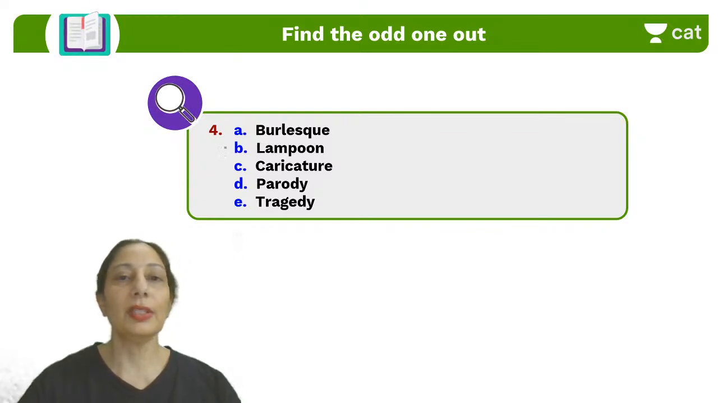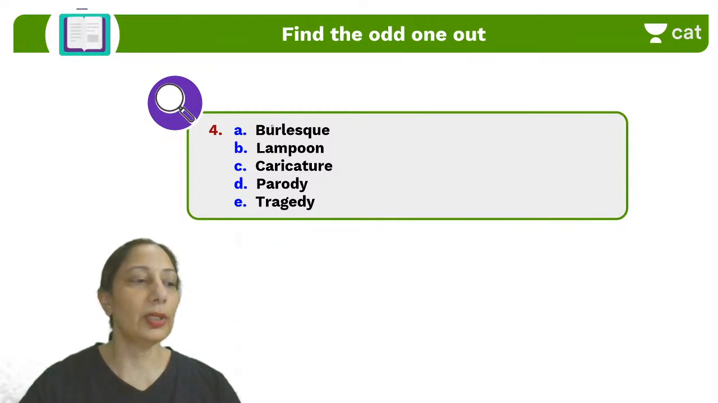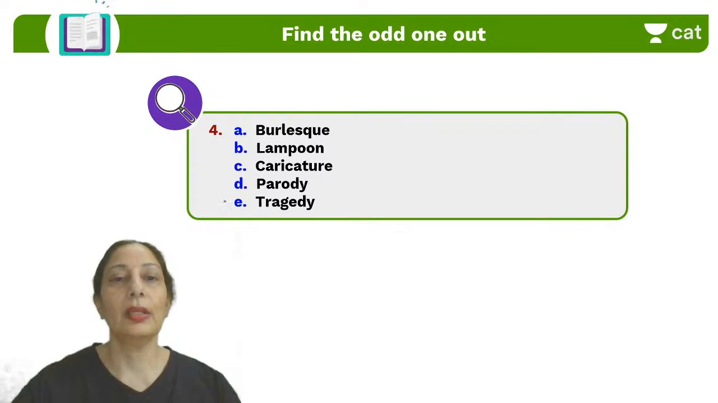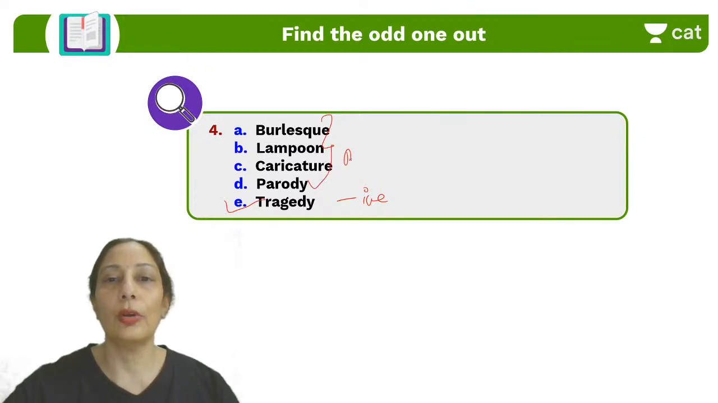What is the difference in the rest of the words? If you pick a word, you have to tell me what is the meaning of the other words. E is the answer. Correct. It is tragedy. Tragedy is a negative word, while the rest of them are to make fun of.